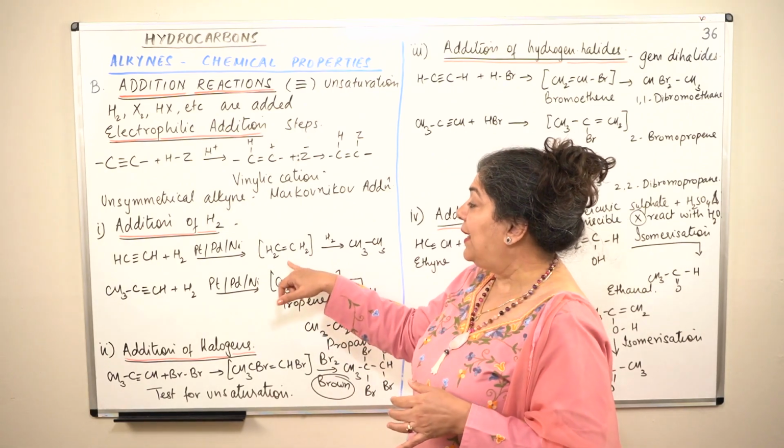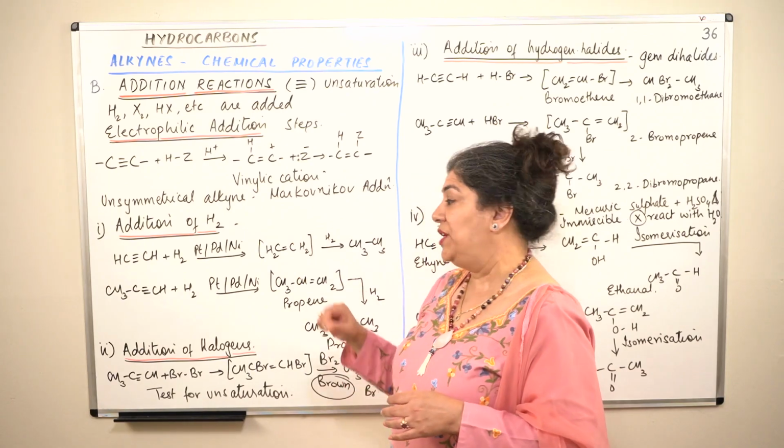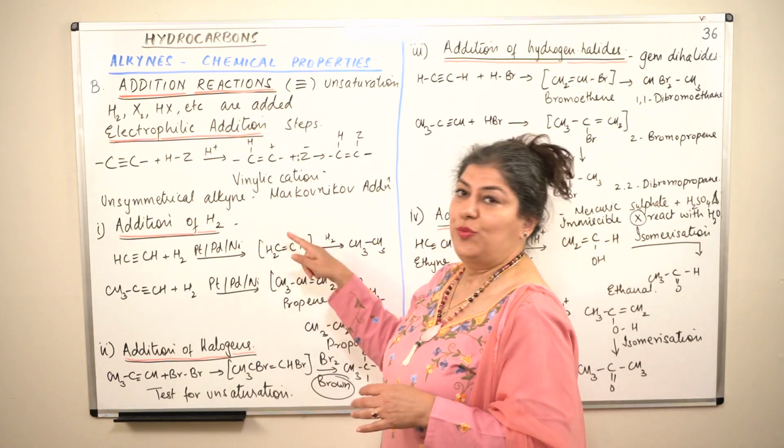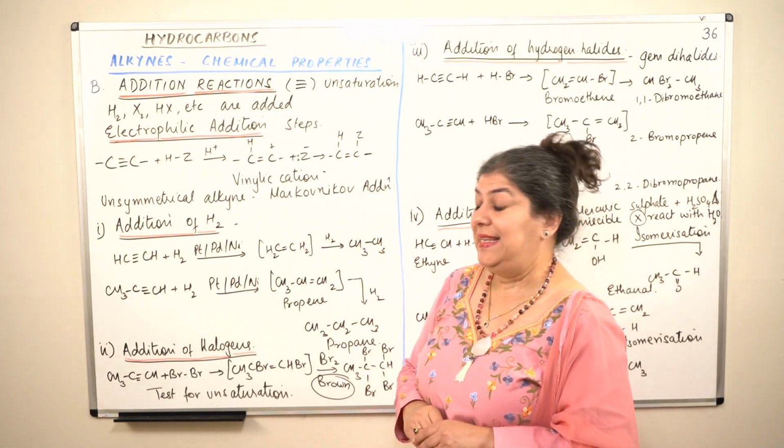So in the next step, what will happen? In the next step, it is an alkene. It again has unsaturation here. The hydrogen will be attracted to it. It will be polarized, and the same thing will happen, and you will get a product that is ethane.